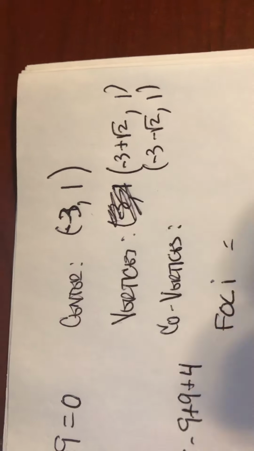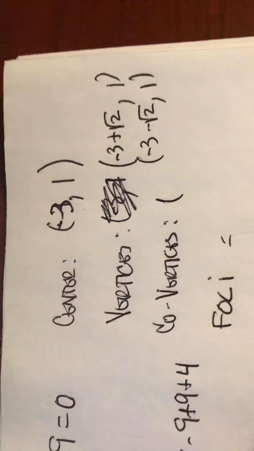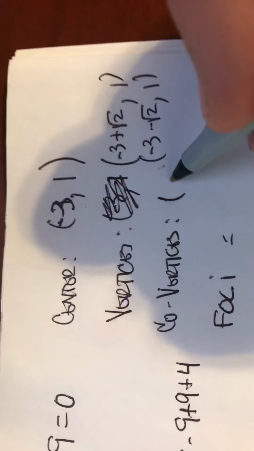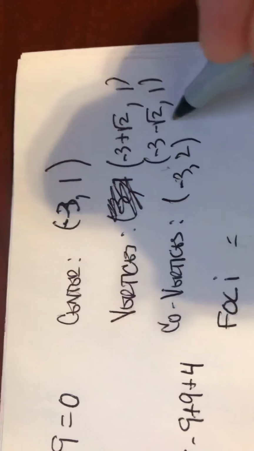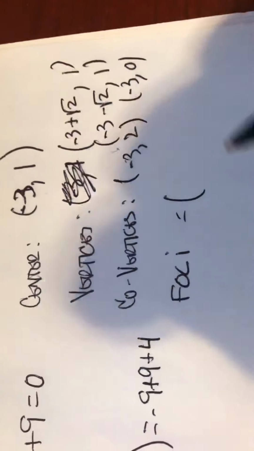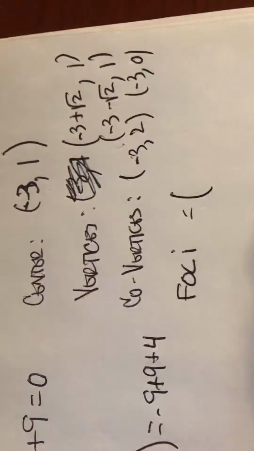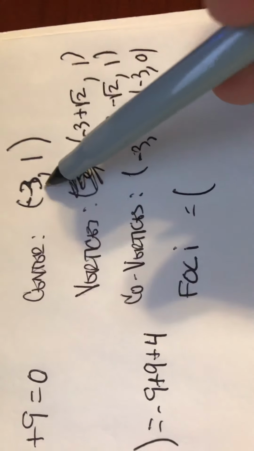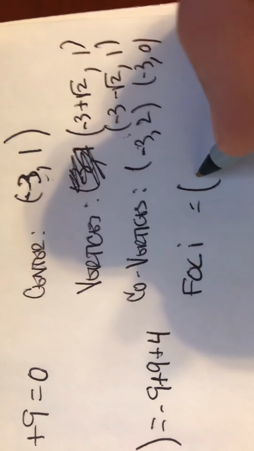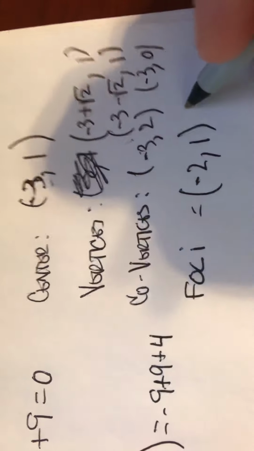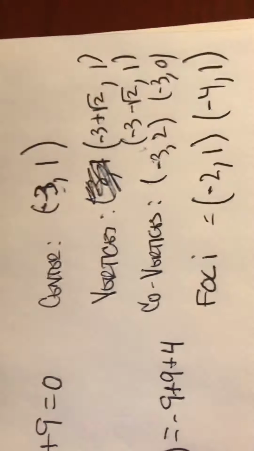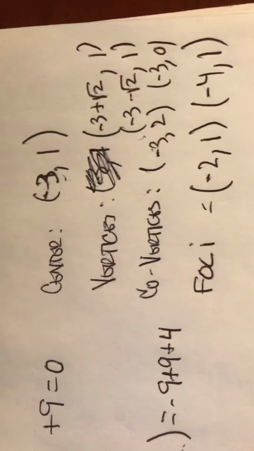Those are my vertices. My co-vertices, I'm adding b to the y-coordinate. So this is negative 3, 2, negative 3, 0. My foci, I add the c value to the x-coordinate of my center. Negative 3 plus c, 1. Negative 3 minus c, 1. So those are my foci.